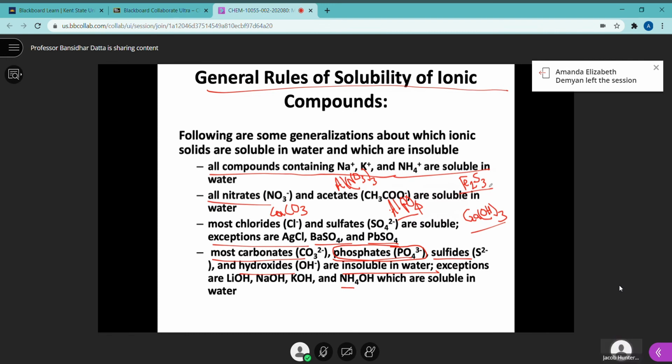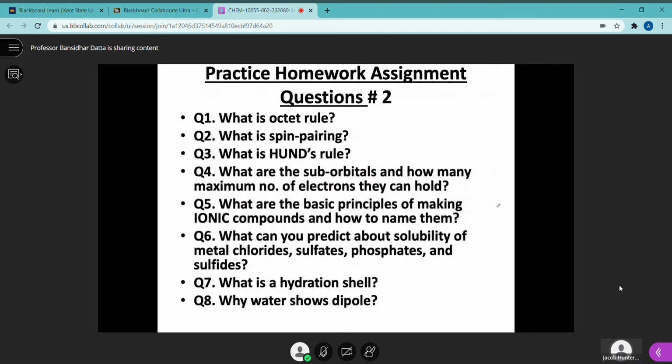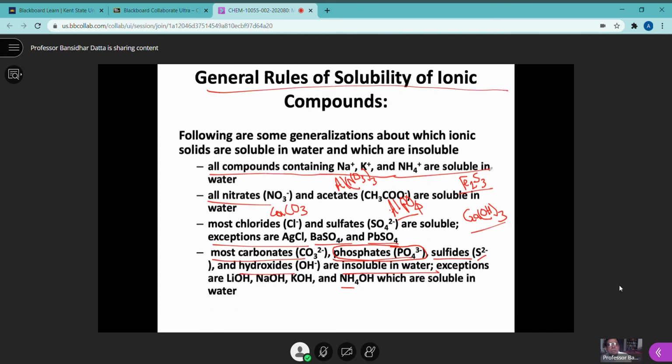Ferric sulfate. Sulfide, not sulfate. Sulfide, S2 minus. Ferric sulfide. Is it soluble or insoluble? Insoluble. Yeah. So that's basically the general rule of the solubility.